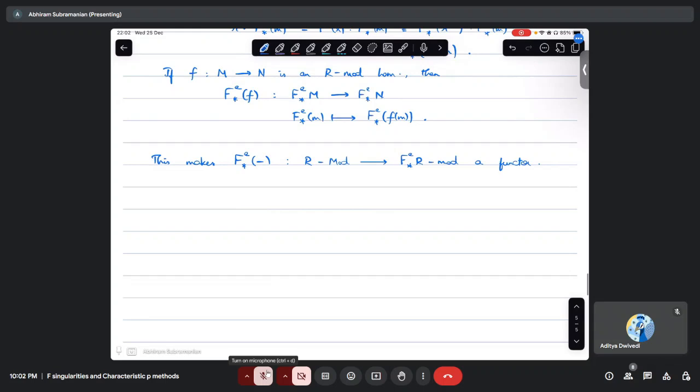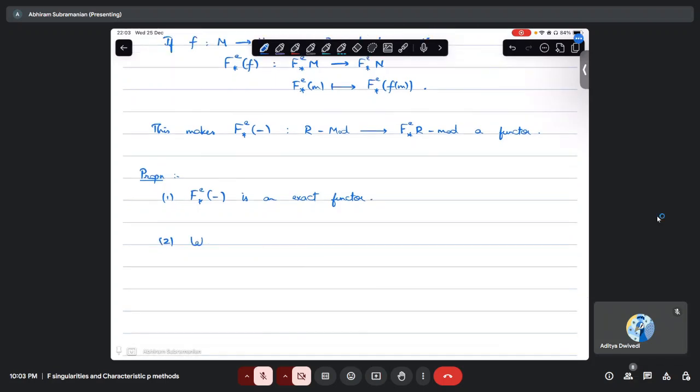So functorially, just the definition of Fe star R and Fe star M makes sure that the underlying abelian group is the same, just the action changes. So we expect that this functor has some nice properties, and in fact, it has nice properties. Number one, Fe star blank is an exact functor. And number two, there exists, let W in R be a multiplicative set.